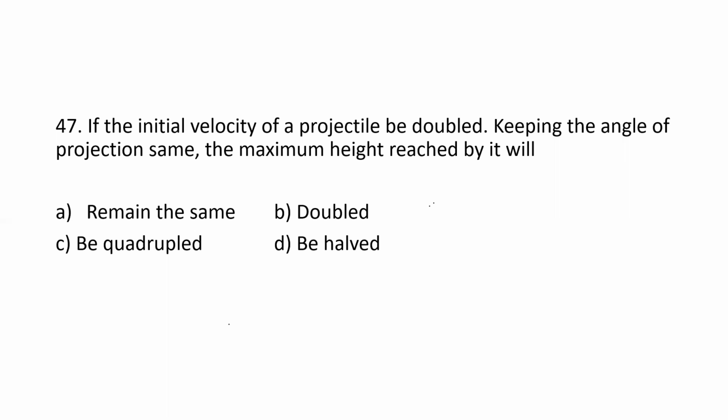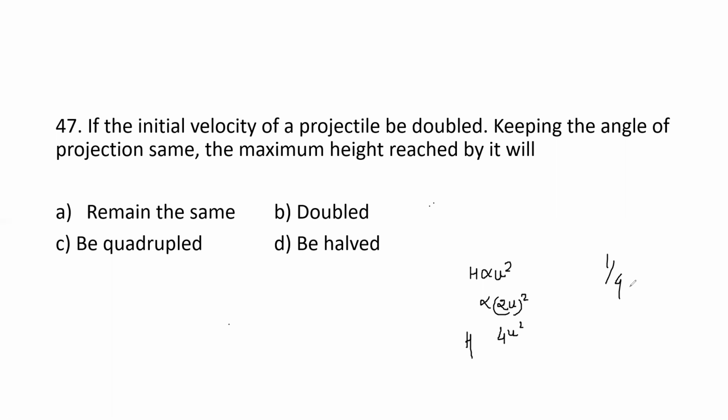Here, h is directly proportional to what? It is u square. H is directly proportional to u square. So what they have given in the question is that the initial velocity is doubled. According to our equation, h is directly proportional to u square. Therefore, this is doubled, so it becomes 2u whole square, which is nothing but 4u square. So what happens to the maximum height? It becomes 4 times.